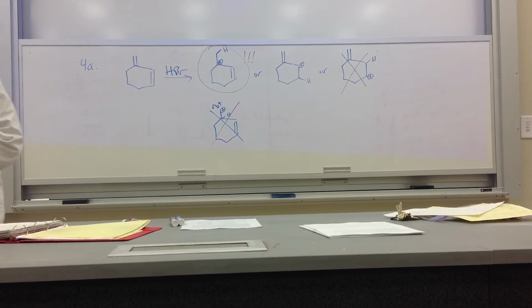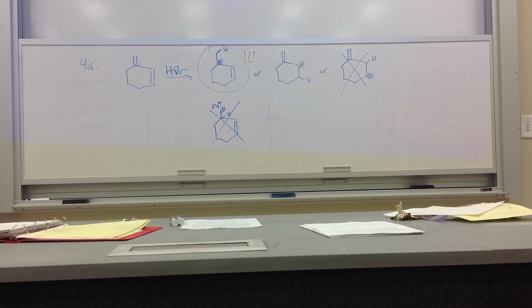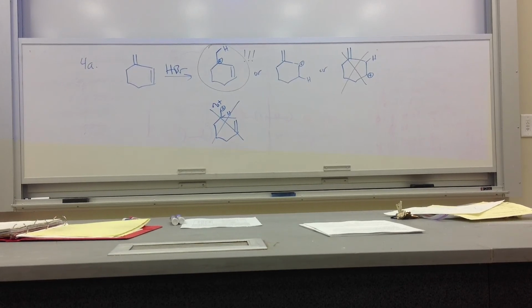Give me the products for that one. So on number 4, first figure out which is your absolutely best intermediate. That's the one that's going to form. And then do your problem from that. Okay? So you have to think a little bit before you launch into it.